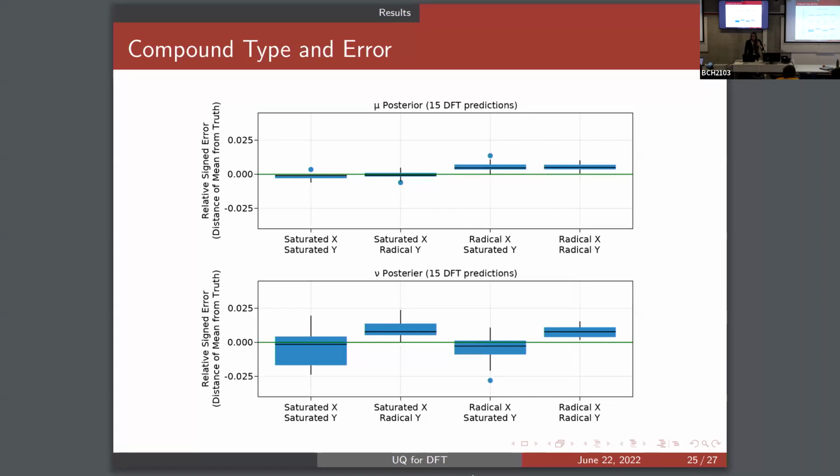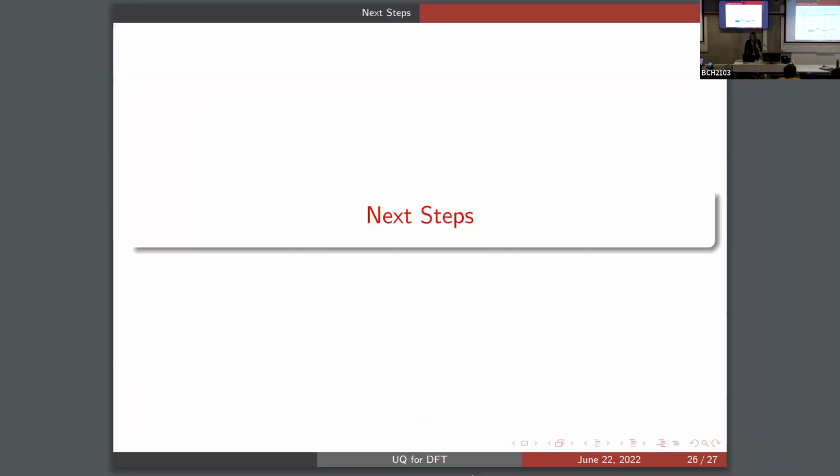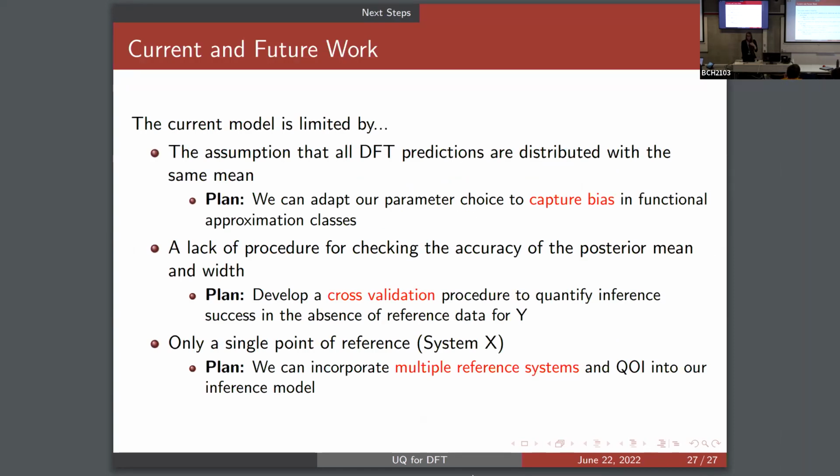This is a brief overview that just gives an idea of the scale of the error we're seeing, and I'll give a few words on the next steps. The major point, as I alluded to through our results, is that when we're comparing only two systems, we're limited in the information we have to make an inference. So we're looking at developing a case where multiple systems would be used to make inference. We're also working on revising the model to incorporate biases and revising our process to incorporate ways to check the model when no reference value for Y is available.